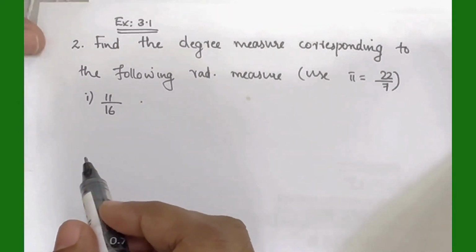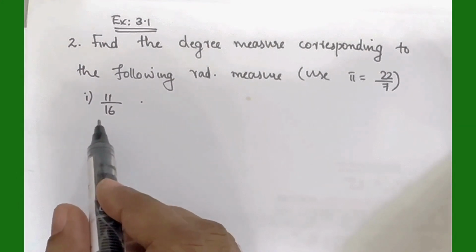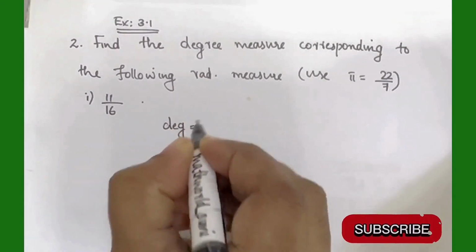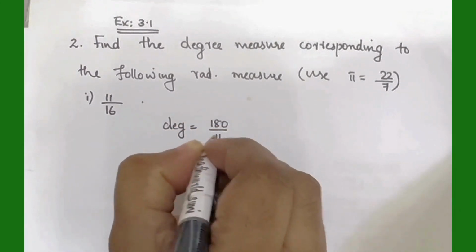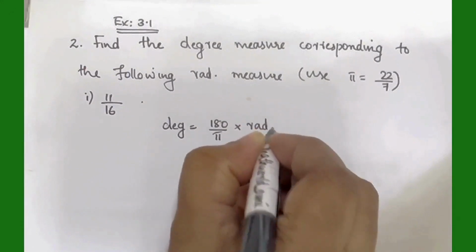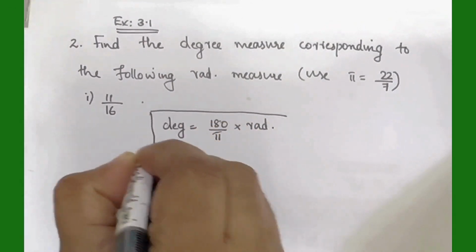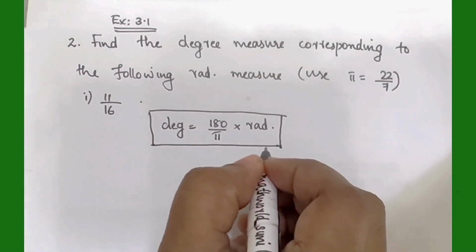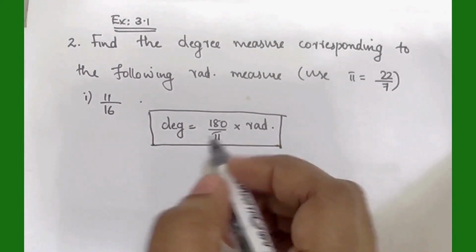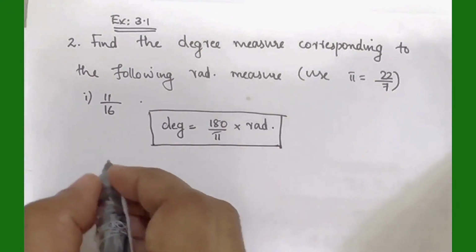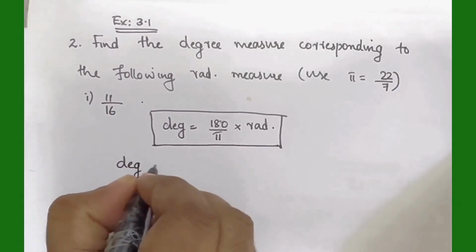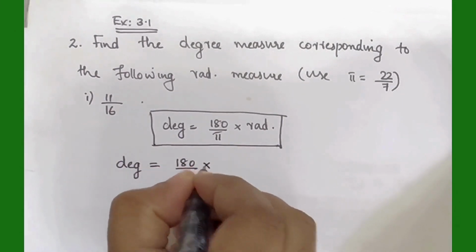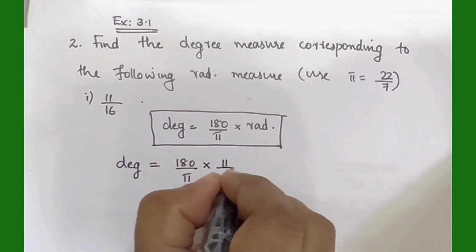To convert this radian measure to degree measure, we need the formula. The formula is: degree measure is equal to 180 by pi into radian measure. Now just substitute the given value and simplify it. The given value is 11 by 16. Therefore, degree measure is equal to 180 by pi into 11 by 16.